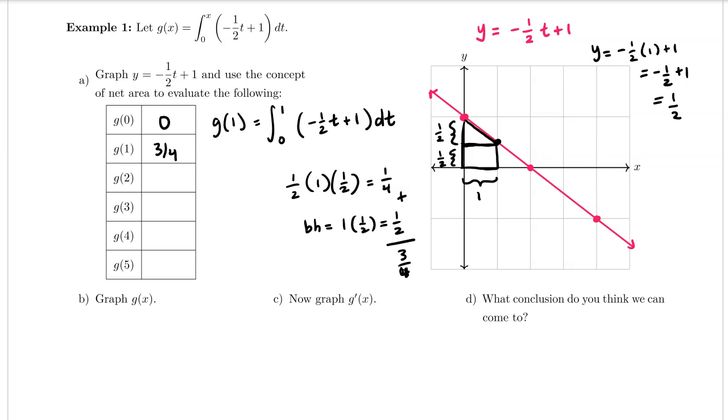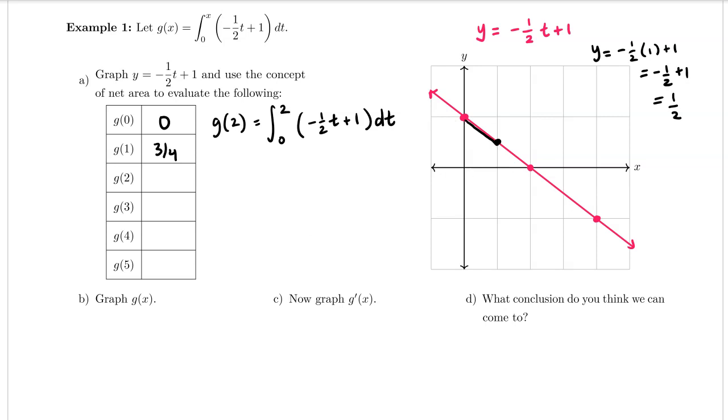Now we'd like to evaluate g(2), so I'm looking at the area underneath my linear function between 0 and 2, and if I shade in this region, that one's a little bit easier than the previous calculation because this is just a single triangle, and its height is 1, and its base is 2. So the area of a triangle is 1/2 base times height, which in this case is 1/2 times 2 times 1. So that area is 1.